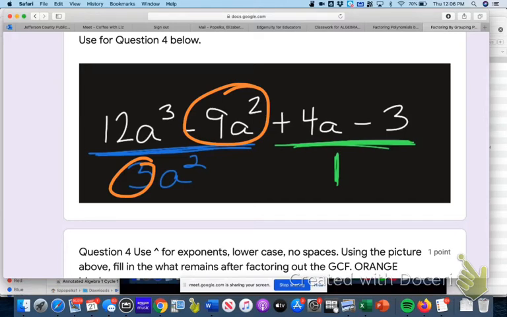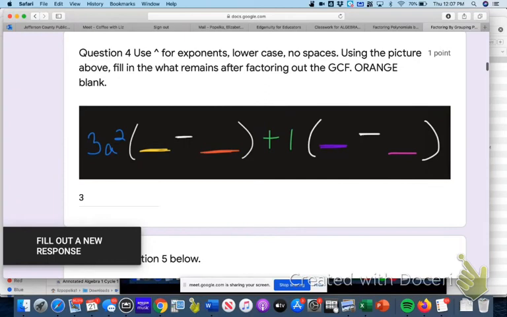9 divided by 3 is 3. Yes, ma'am. And then we had 2 A's to start. And then how many A's did we factor out of it? 2. So do you have any left over? No. So all you're going to have left over in that second term is a 3. So in the next blank, where it says what's going to be in this blank right here, that's why we typed in a 3. Because that's all we had left over.